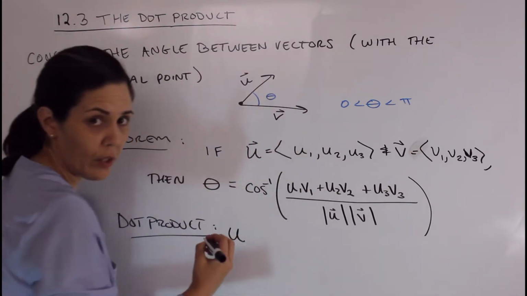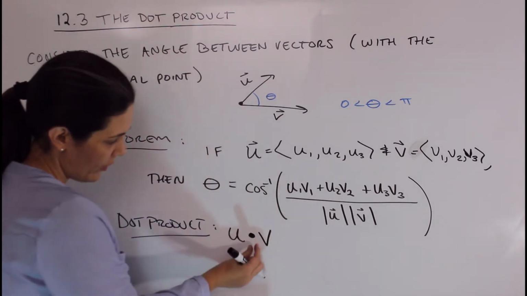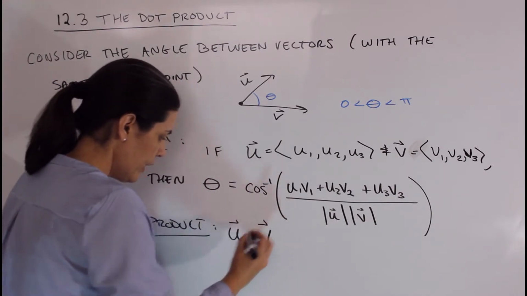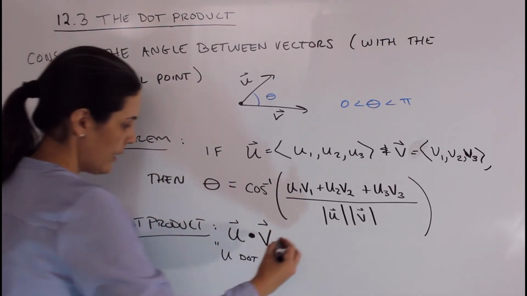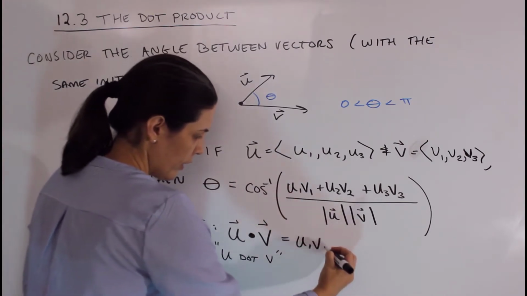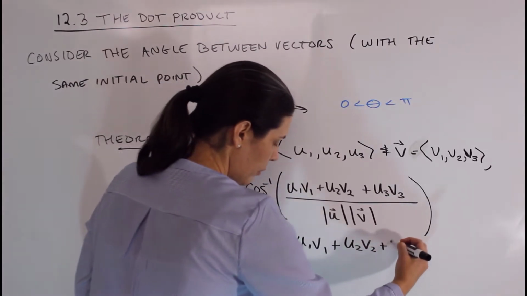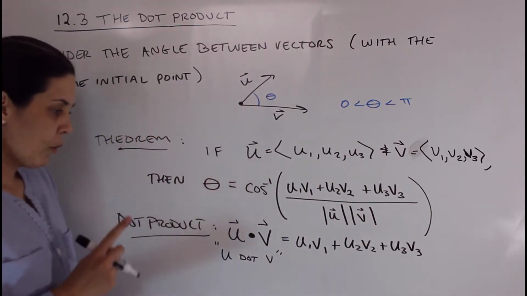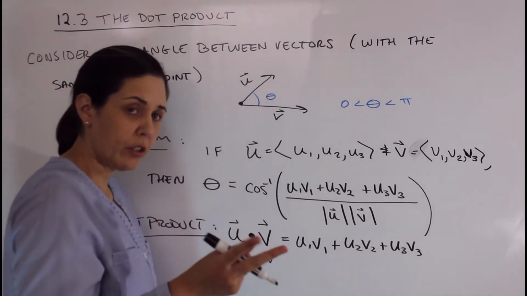So here's how we denote it, and it's going to look similar to multiplication, but just be aware if I draw a dot this large, I mean dot product. Okay, so u dot v is how you would read this. U dot v. And it equals the first component of u times the first component of v plus the second component of u times the second component of v plus the third component of u times the third component of v.